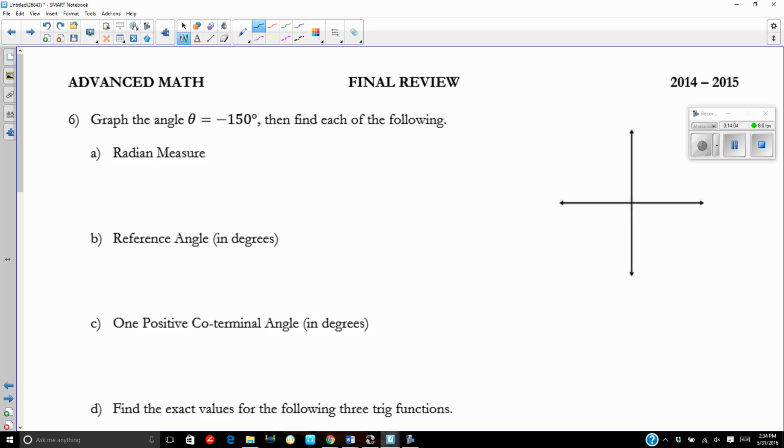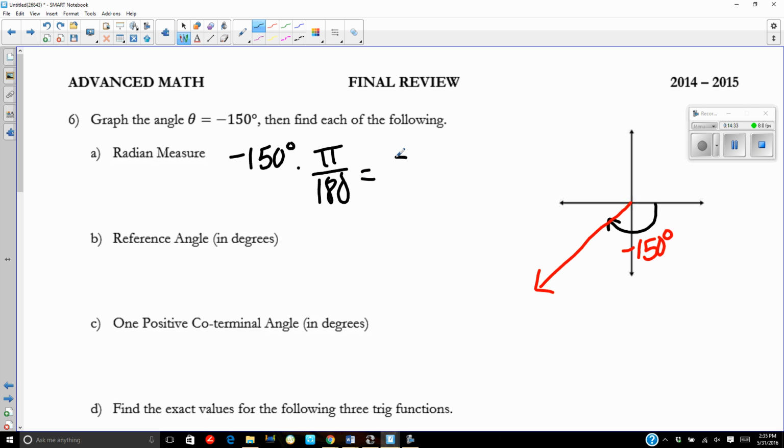So that should be in quadrant number 3. That's negative 90. We just need to go negative 60 more. So this will be the angle negative 150 degrees. Turn that into radians by multiplying negative 150 times pi over 180. Pause it if you need to, if you want to work these out, and then check your answer. You're going to get negative 5 pi over 6.